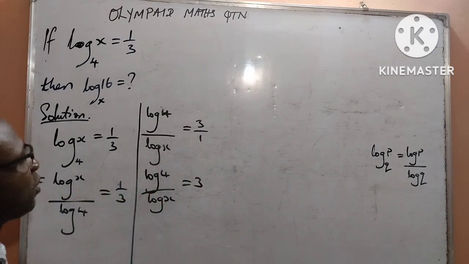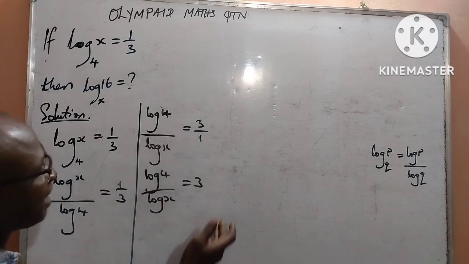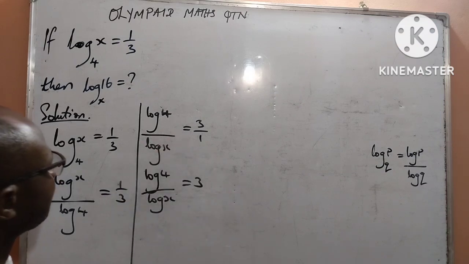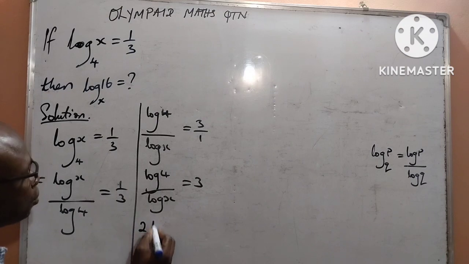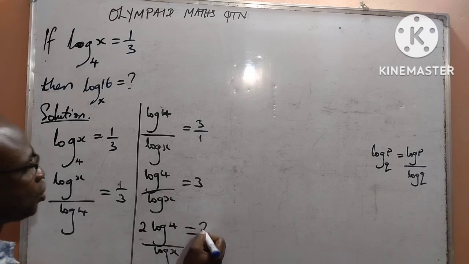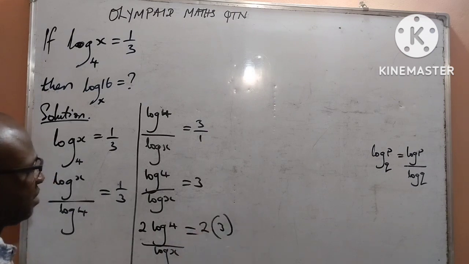By this, I want to multiply both sides by 2. That is multiplying the left and the right-hand side by 2. And doing that, I'll have 2 log 4 all over log x is equal to 2 multiplied by 3.